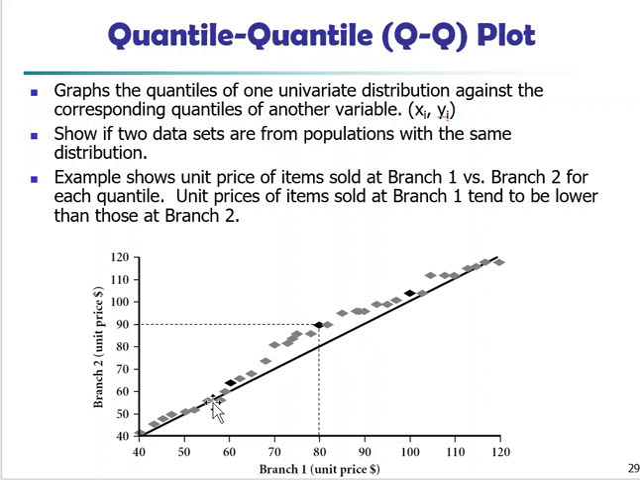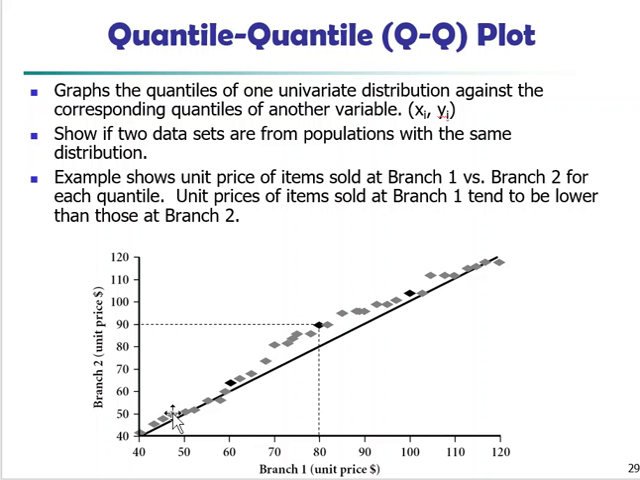So we can see the unit price of the items sold at branch 1 tend to be lower than the unit price sold at branch 2. So this is an example where we have two samples. We don't care about the real distribution of these two unit prices from two branches. We care whether they have the same distribution. A QQ plot is more typically used in a situation where you plot an unknown distribution against a known distribution.